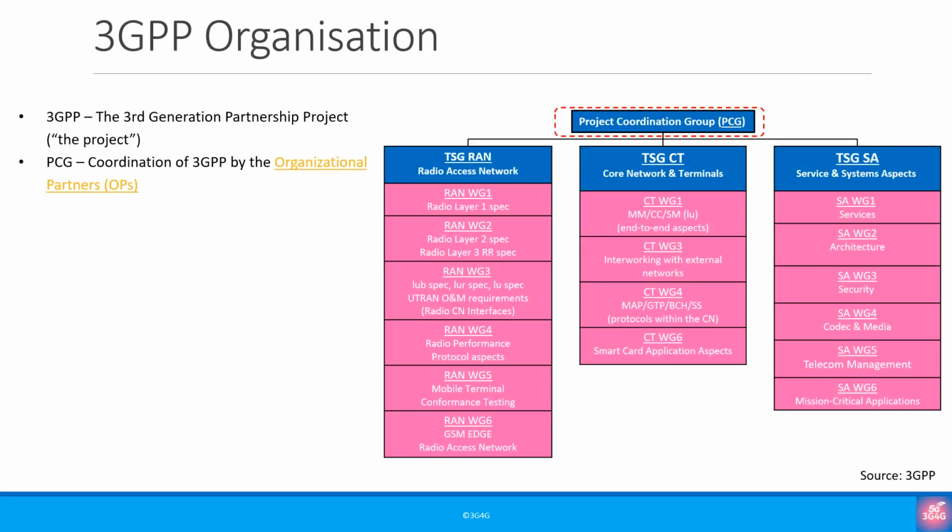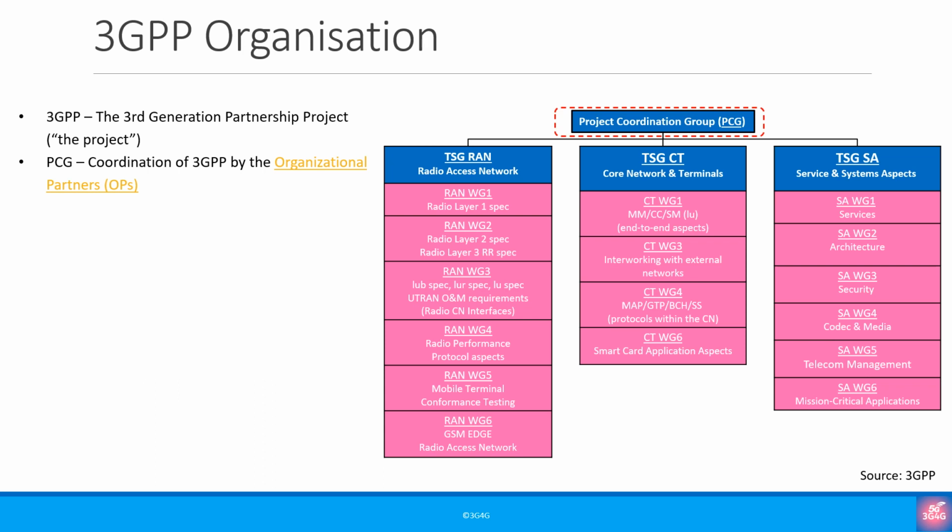Let's start with the Project Coordination Group or PCG. The PCG is the highest decision-making body in 3GPP. It meets formally every 6 months to carry out the final adoption of 3GPP Technical Specification Group work items, to ratify election results and the resources committed to 3GPP. The organizational partners coordinate the working of 3GPP through the PCG.